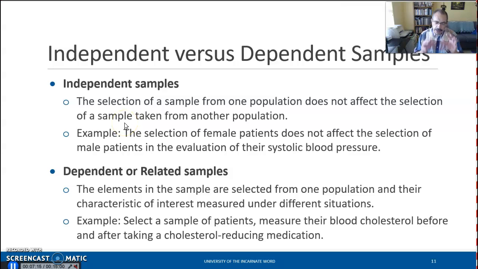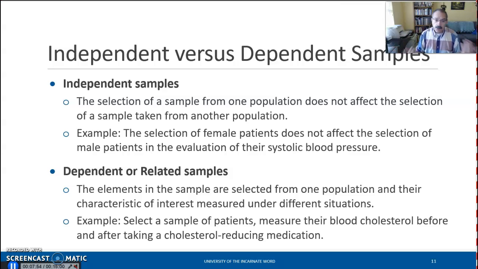Now, when you're doing this, you need to make a distinction between what we call independent samples and dependent or related samples. Independent samples are samples that come from independent populations, so the selection of a sample from one population does not affect the selection of the sample taken from another population. An example is the selection of female patients and male patients, and we evaluate their systolic blood pressure. The selection of females has nothing to do with the selection of males. These are two independent populations, and therefore you end up with two independent samples.